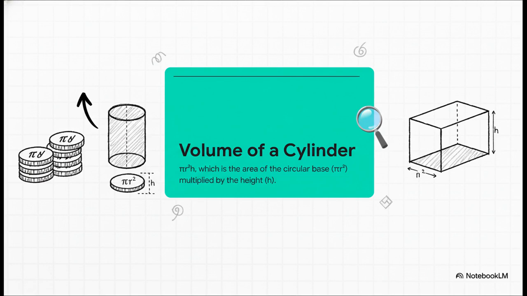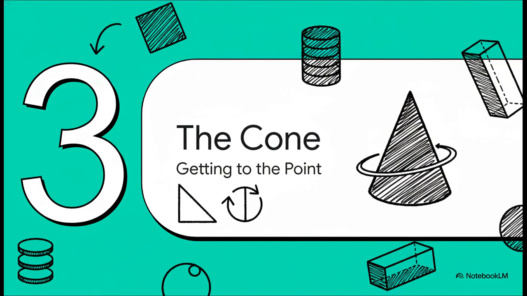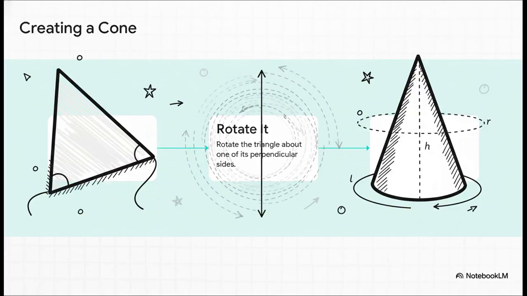It just keeps working. So far, we've been all about stacking. But there's actually another way to create a 3D solid from a 2D shape, and that's rotation. This brings us to the super elegant cone. I want you to picture this. Take a right-angle triangle, tape one of its straight edges to a string, and then just spin it really, really fast. The shape it traces out in the air is a perfect cone.